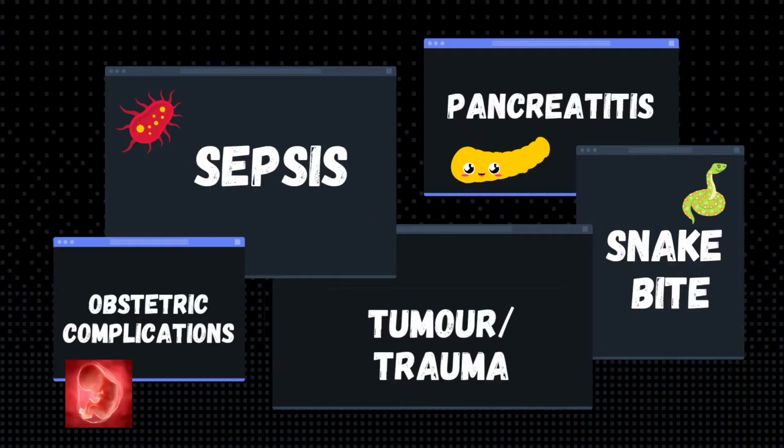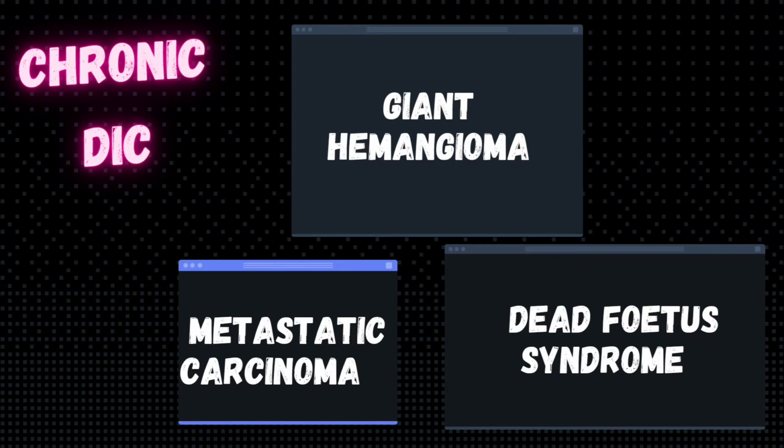Let's know the triggers for DIC. The most common trigger is sepsis. Other important triggers include obstetric complications like abruptio placenta and amniotic fluid embolism, trauma in cases of extensive burns, fat embolism, and rhabdomyolysis. Cancers, particularly important and high yield to remember, is the acute promyelocytic leukemia, snakebite, and acute pancreatitis. Causes for chronic compensated DIC include giant hemangioma, dead fetus syndrome, and metastatic carcinoma.